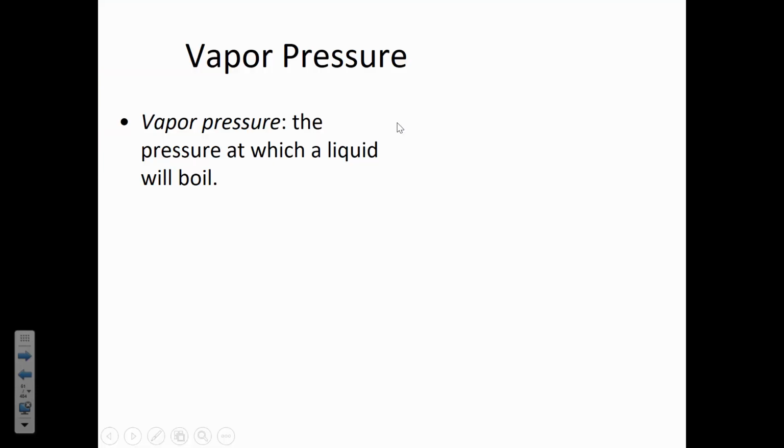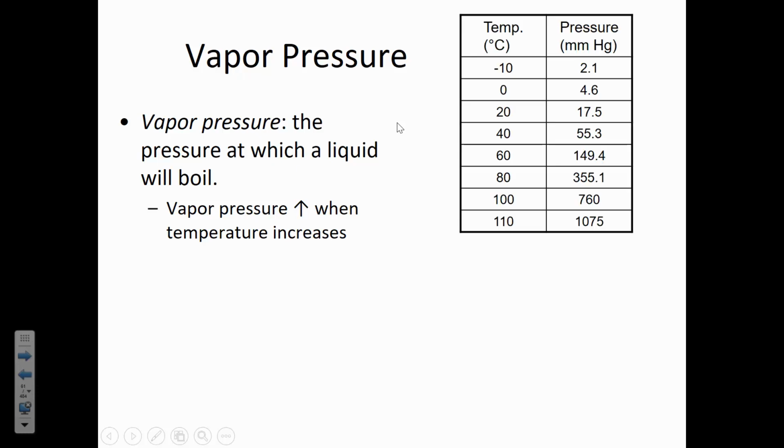So just to define some terms, vapor pressure is the pressure at which a liquid will boil. And it's dependent on temperature. And so when you elevate the temperature of water, you're increasing the vapor pressure. And here's a table of the vapor pressure of water as a function of temperature. And water even has a vapor pressure when it's frozen, interestingly enough. The process of a solid going to a gas is called sublimation. And it happens very, very slowly, but water will evaporate from solid ice into the atmosphere.